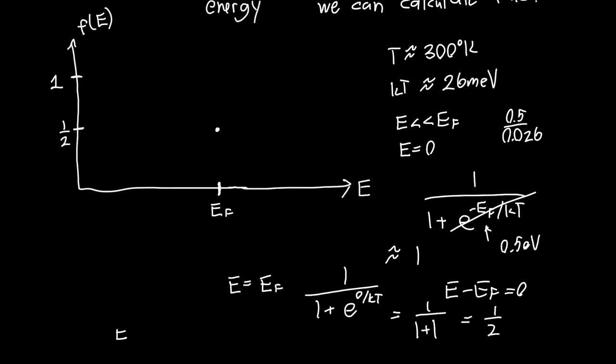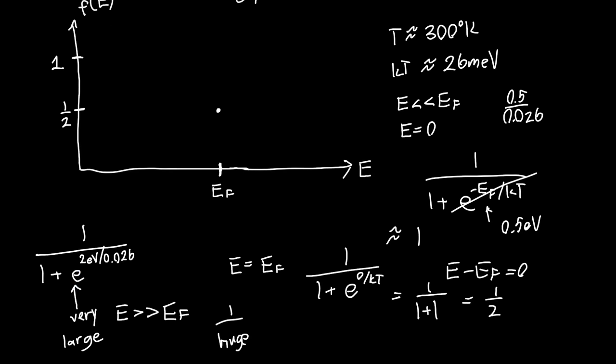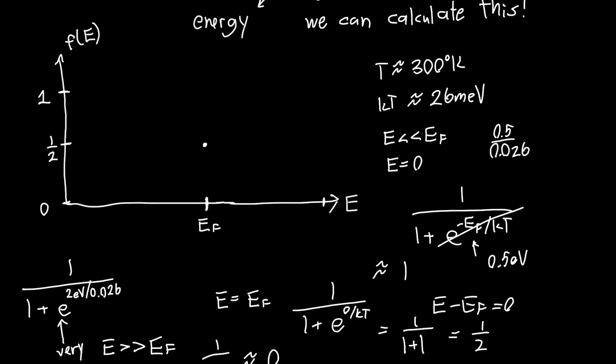And now what about when E is much larger than EF? Well, we've got 1 over 1 plus e to the some large number, let's say, I don't know, like 2 electron volts, for example, divided by kT, which is 0.026 electron volts. This is a very large number, because when we take the exponential of a number like 10, 20, it's huge. So 1 over a huge number is just approximately 0. So the Fermi function, when E is much greater than EF, is going to fall to 0. And so we've got 3 points, so we can kind of fudge it. We can say, okay, well, it's going to look something like this. So this is what the Fermi function looks like as a function of energy.